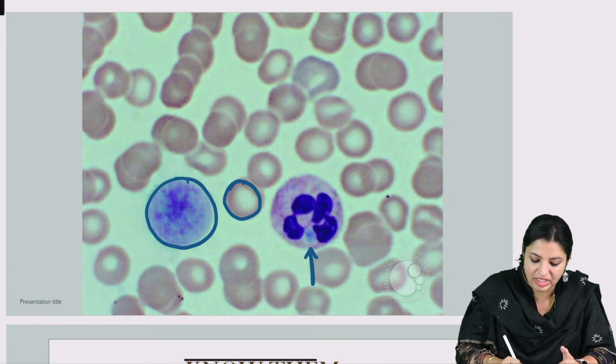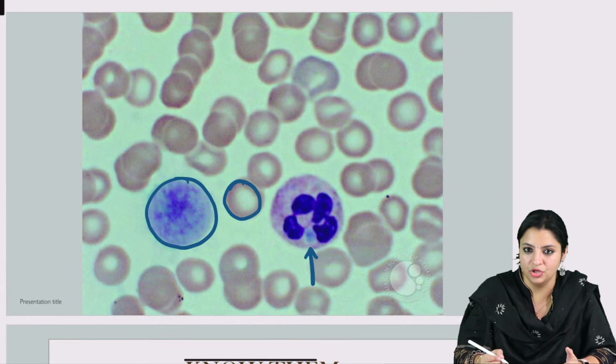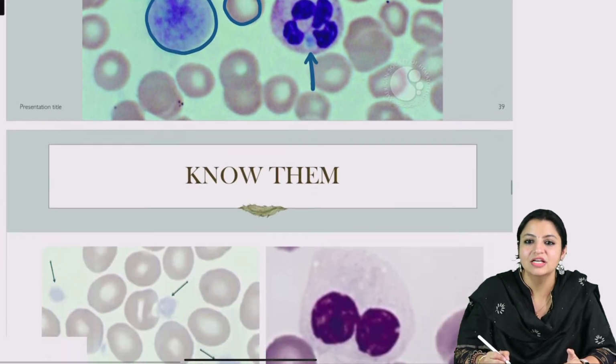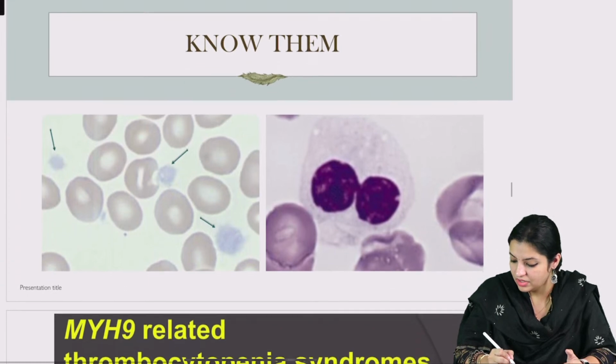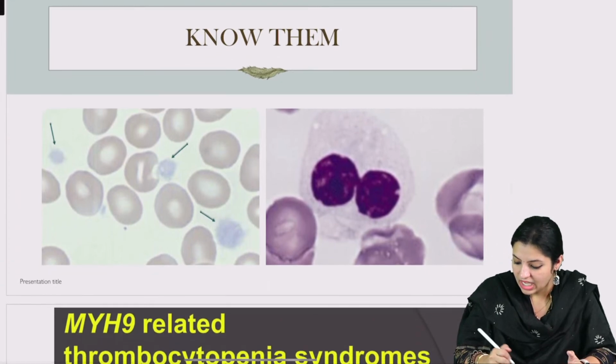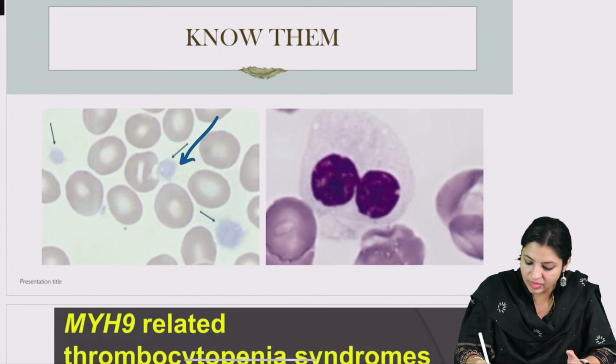Now, remember the other conditions also. Look at these platelets. When they stop showing their granules and appear a little pale, these are called gray platelet syndrome. They usually bleed. And also look at these binucleate neutrophils, which are also called Pelger-Huet neutrophils.